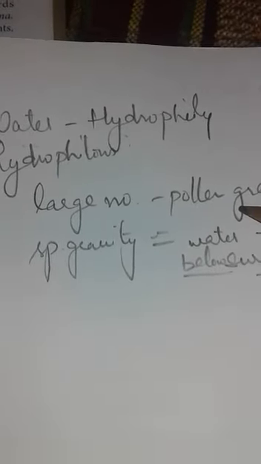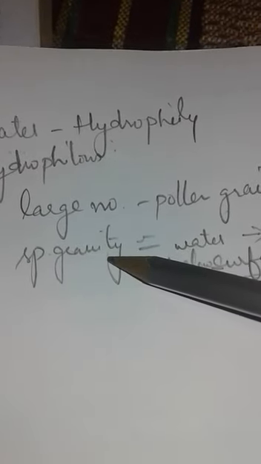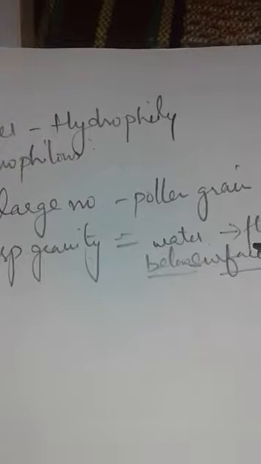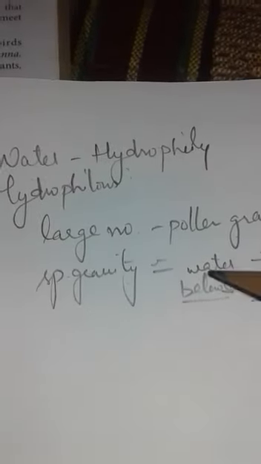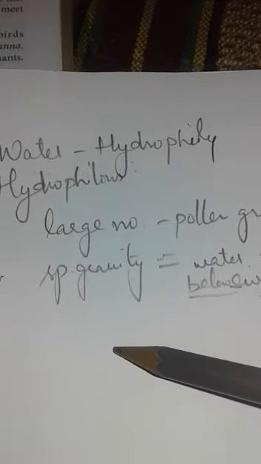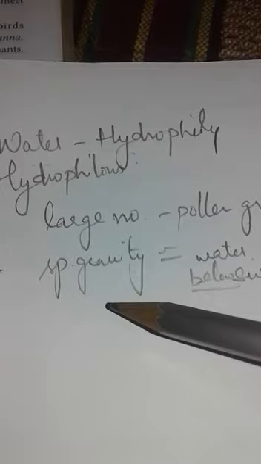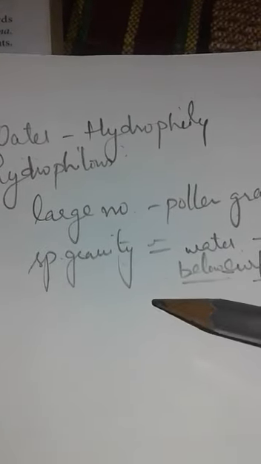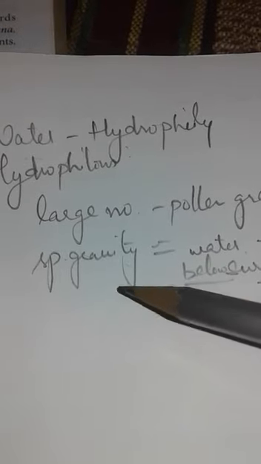Hydrophilous flowers have the following characteristics, such as pollen grains are produced in large numbers. In some cases, pollen grains have specific gravity equal to the water so that they remain floating below the surface of water. But in some special cases, male flowers are such that they float on the surface of water till they meet the female flower. For example, Vallisneria.